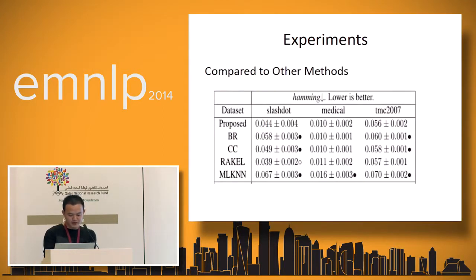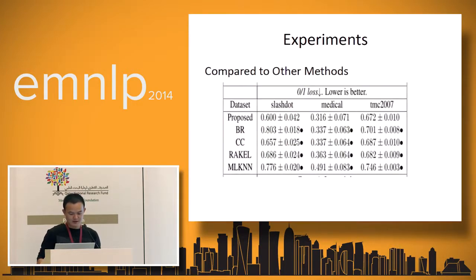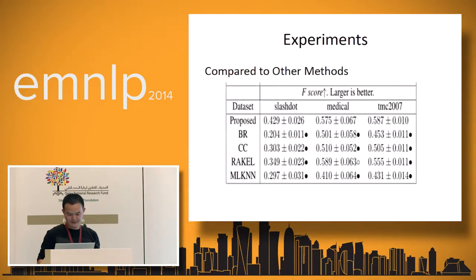Okay, this is a performance comparison in Hamming loss. This is the performance in terms of 0-1 loss. Okay, the last performance comparison.